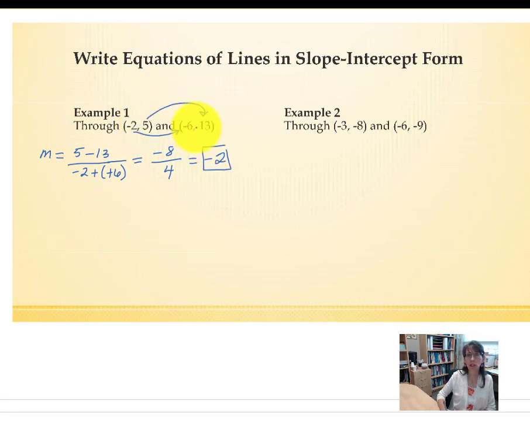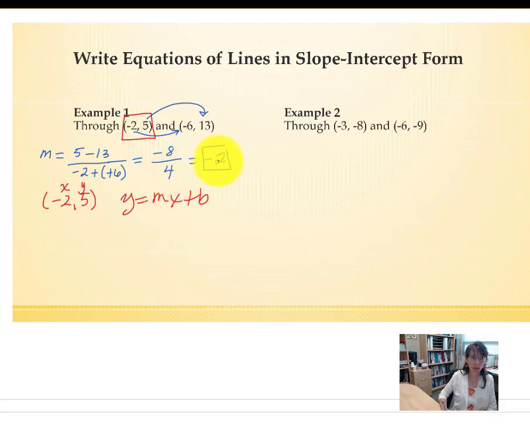Now it doesn't matter which of the ordered pairs you choose to write the equation of your line, because both of those points are on the line. So I'm just going to go with the first ordered pair that's given, -2, 5. Remember that -2 is the x value, 5 is the y value. So we're going to be using y equals mx plus b to help us write our linear equation.